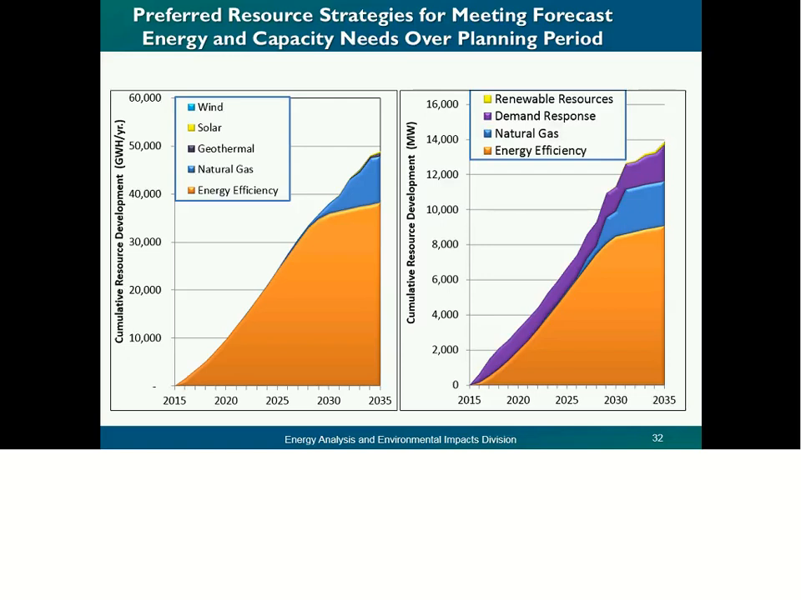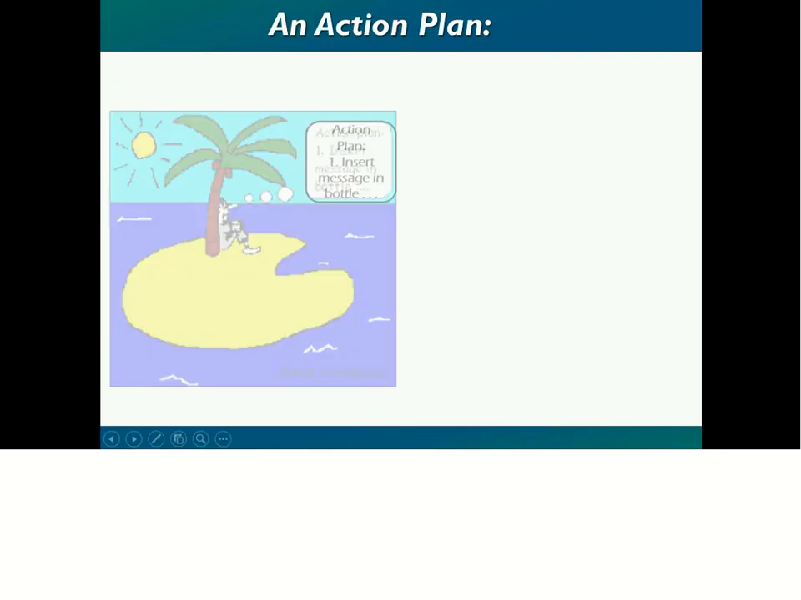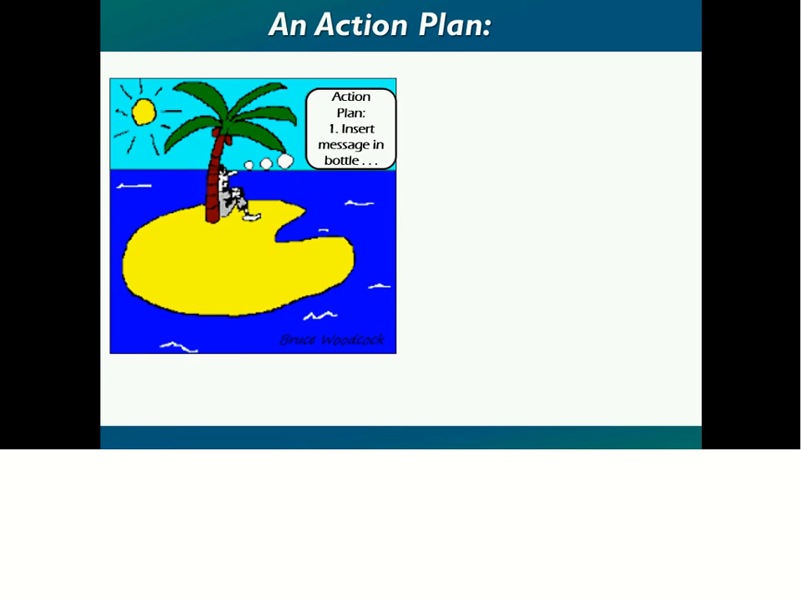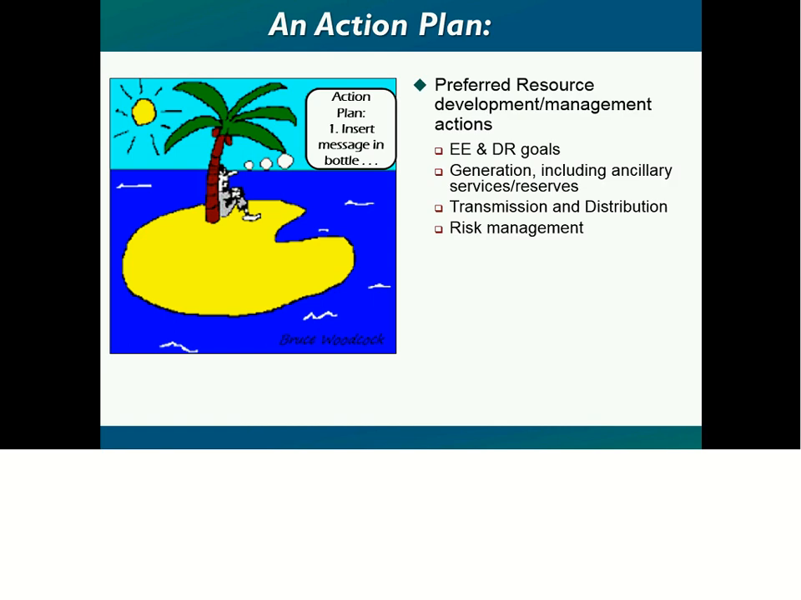Okay? So, an action plan. This is the first thing that you think about when you build a portfolio, and the last thing you do when you have a portfolio. It's how we're going to make that happen. And generally it talks about the preferred resource portfolio, what we intend to have as goals for development of EE and DR and generating resources, including the need for new ancillary services, if we have any, reserves and for reliability, transmission and distribution additions that you might have to take, and any risk management actions you might want to take.